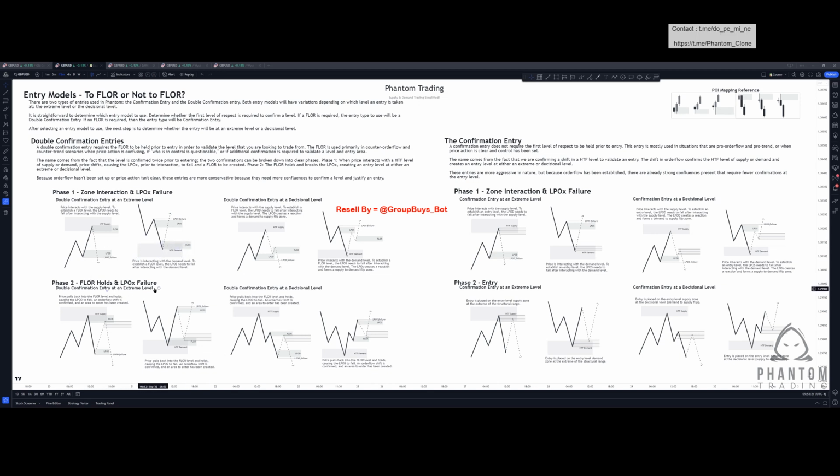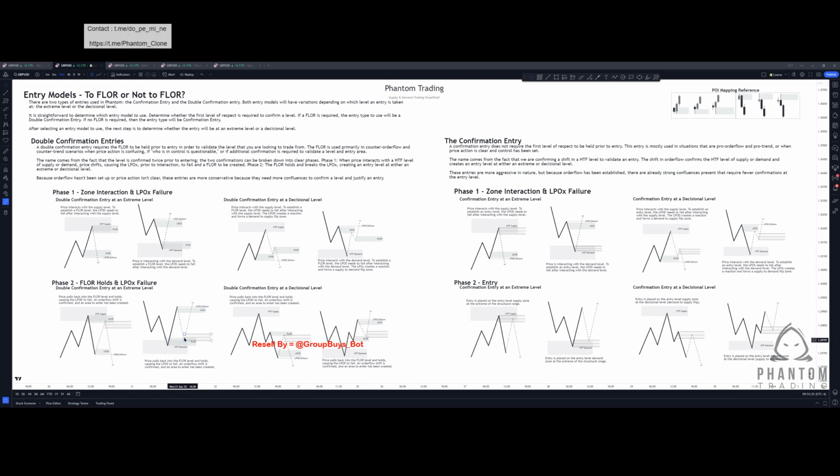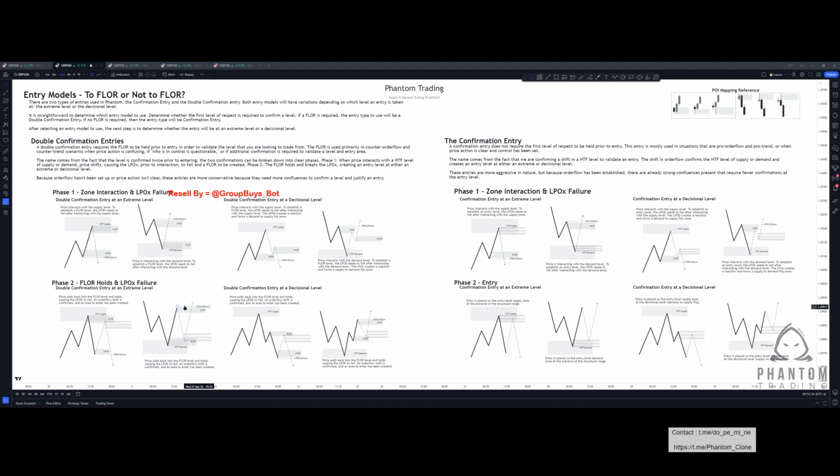The floor holds and the LPOX fails. Now that we have our floor level, we wait for price to pull back into that first level of respect demand level, give a reaction and start trading higher. If this floor is going to hold, we are going to see the last point of supply prior to the first level of respect holding fail as well.